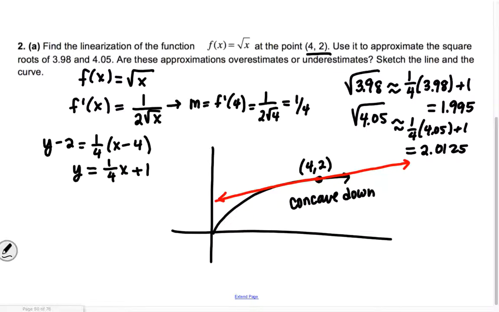So if the tangent line is above, those numbers I just found were the points on the line, not on the curve. We used the line to approximate it. Right? So our curve would be close to here. Let me do a real exaggerated one so you can see. If that's our x equals 4, here are the two values we found. Are they above the curve or below the curve? Above. So are they overestimates or underestimates? They're over. So when something's concave down, you end up getting an overestimate.